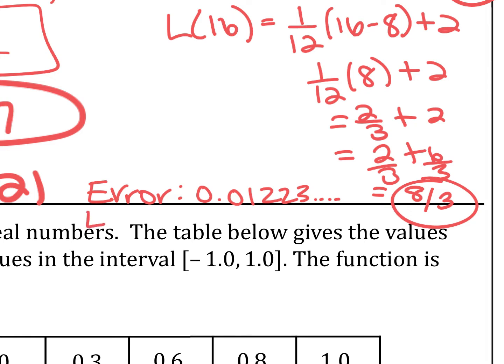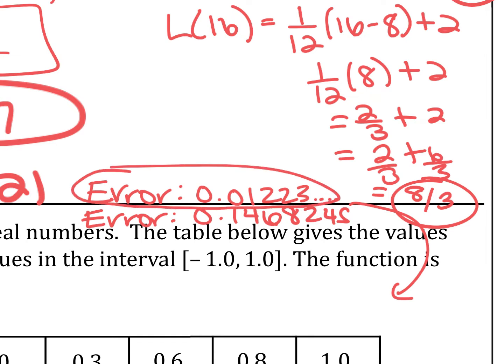The amount of error would be 0.1468245, which, if you write both of these, sometimes error is written in scientific notation. So for the cube root of 10, we could rewrite 0.01223 as 1.223 times 10 to the negative 2. Right, I could move that decimal over 2 places.